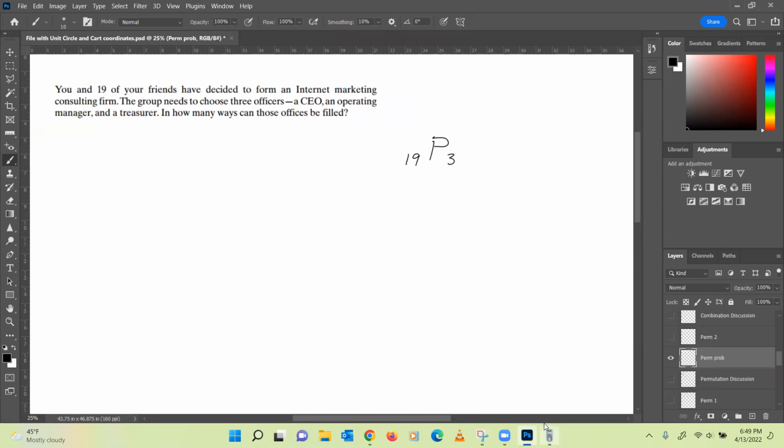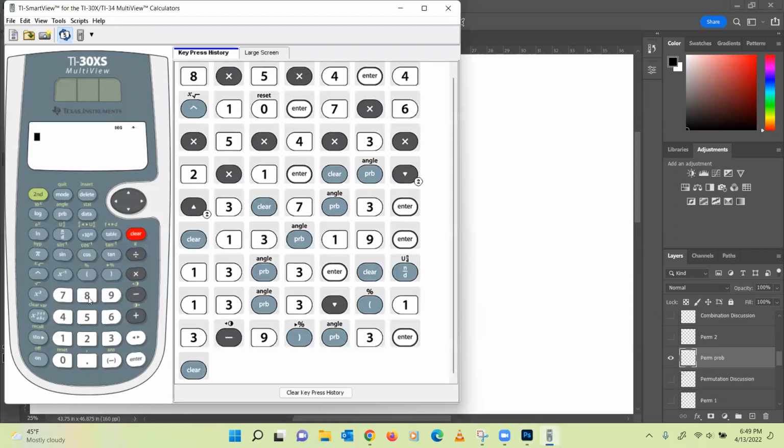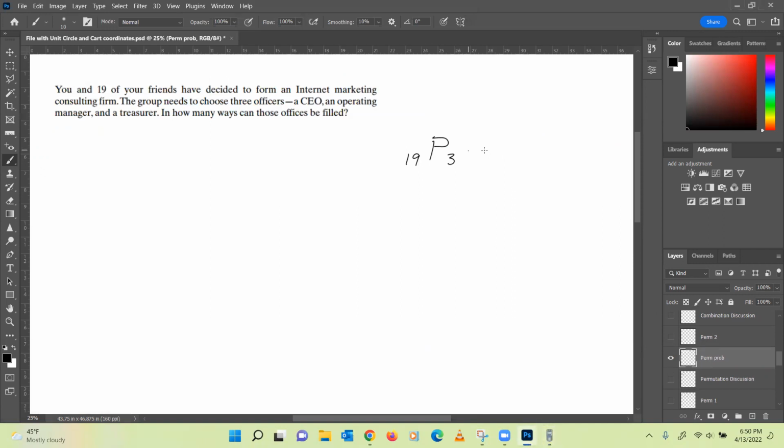So 19P3, or 19 nPr 3, and that gives me 5,814. So there are 5,814 ways we could pick 3 people to fill those slots.